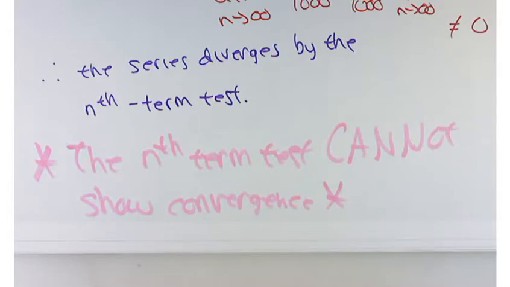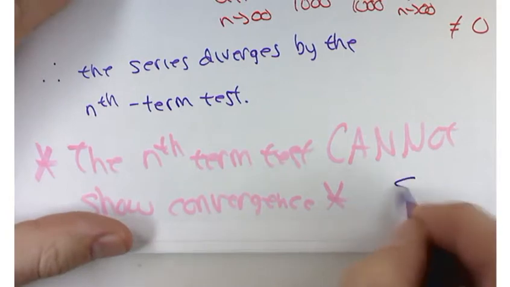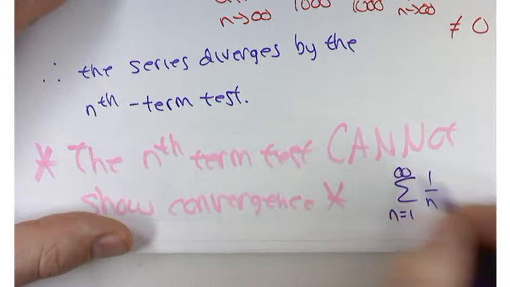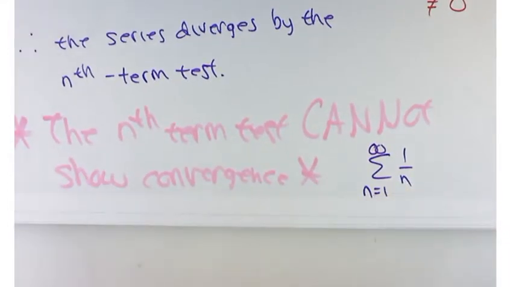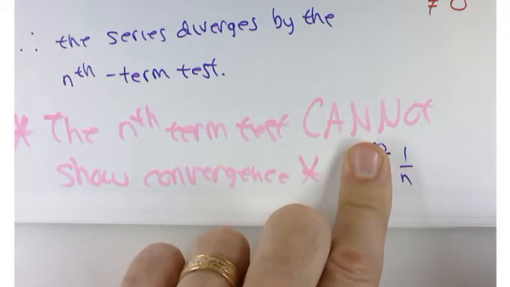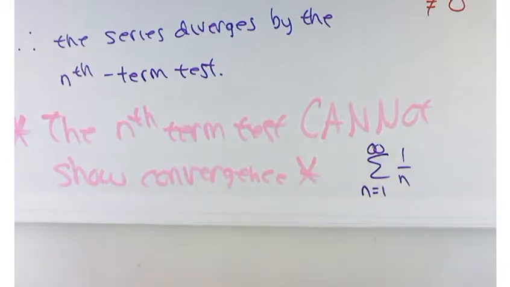And a great example is this one. The sum of n equal 1 to infinity of 1 over n. This is a very famous series called the Harmonic Series. And the Harmonic Series passes the nth term test, right? If you took a look at the limit as n approaches infinity of 1 over n, what would you get? 0. So it passes the nth term test. This series plagued mathematicians for a long time. I want to say at least 100, 200 years. They didn't know if it converged or diverged.